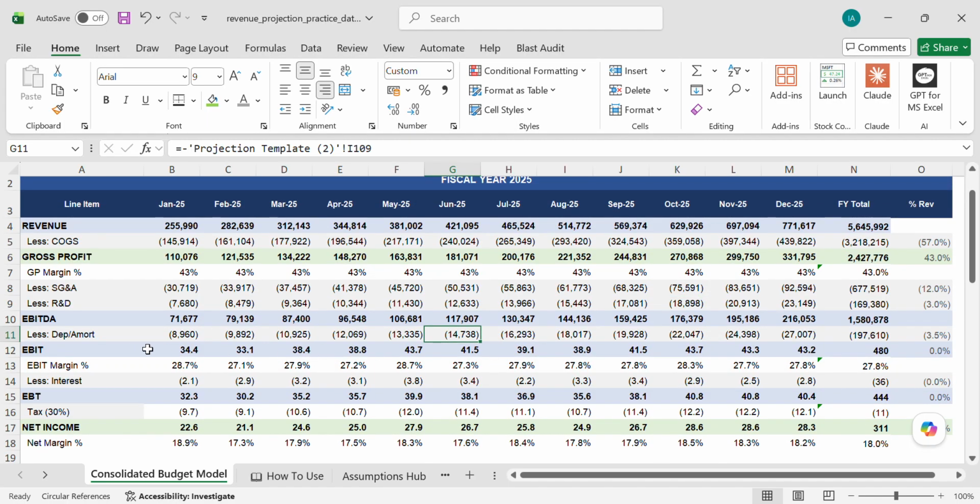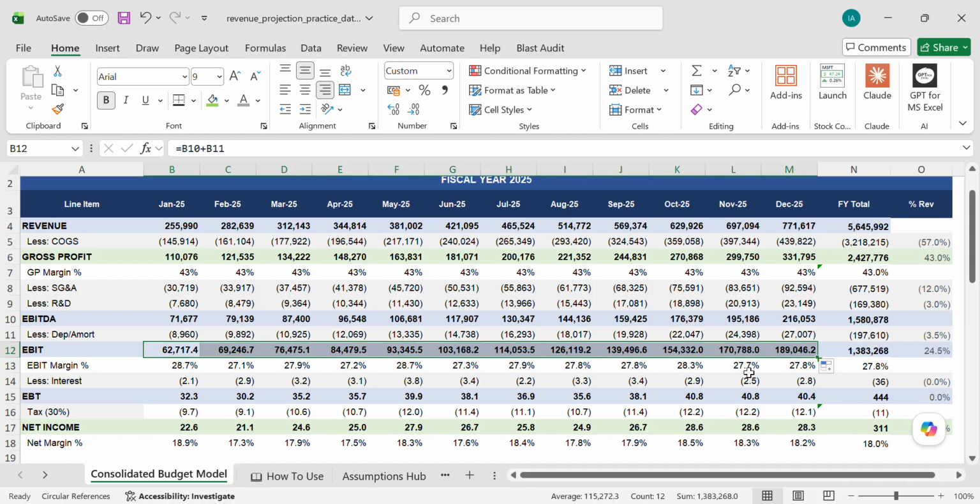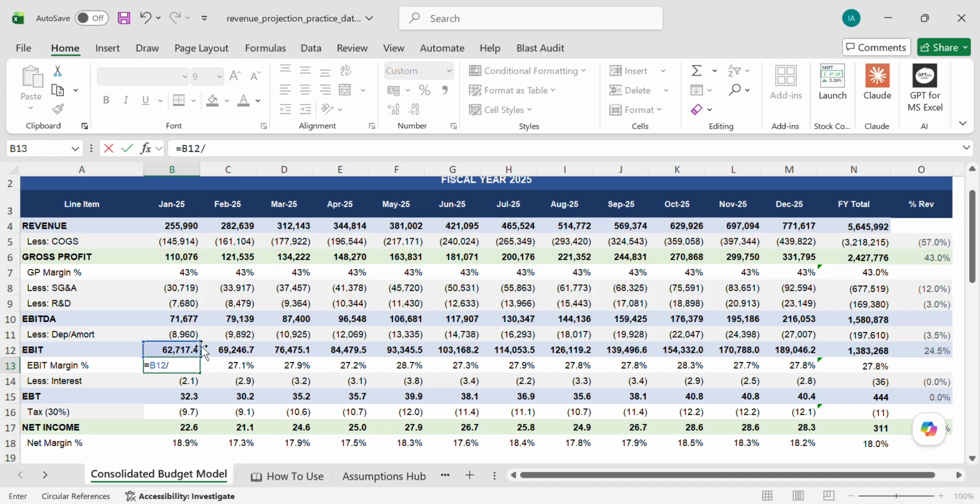So you link that to this one too. You link your depreciation, we've done that. So you take this one, this plus this. So it looks like, right? So this is EBIT. This divided by revenue, 24.